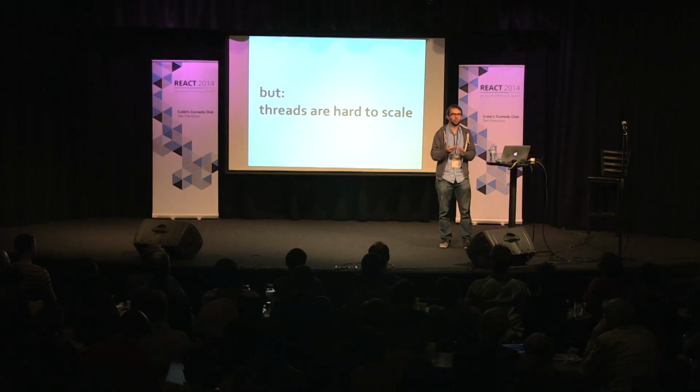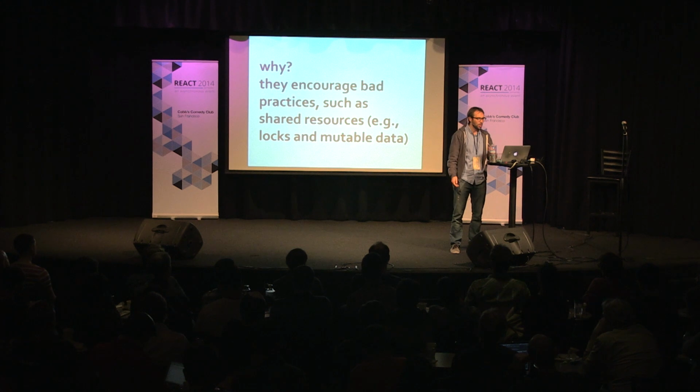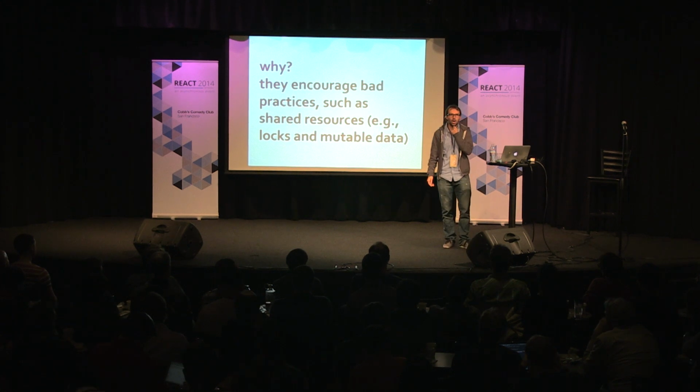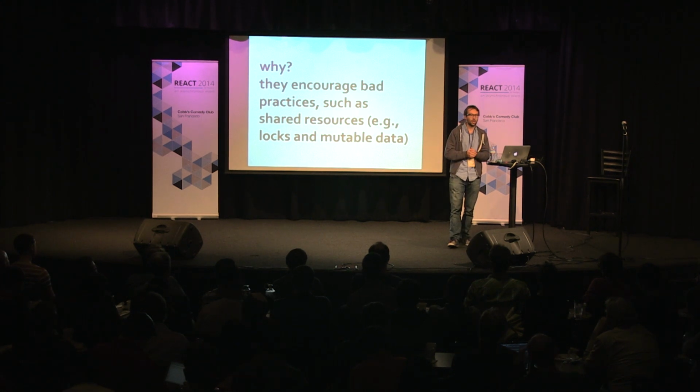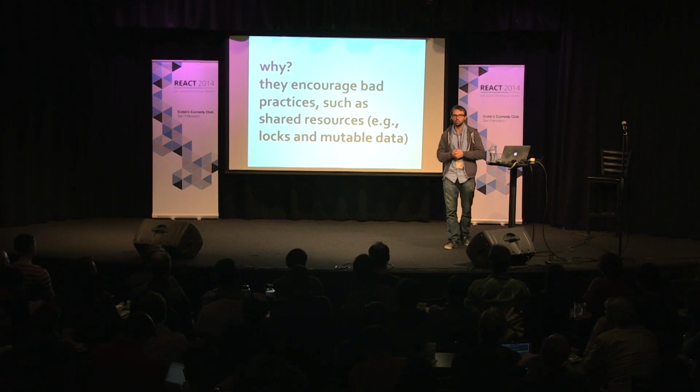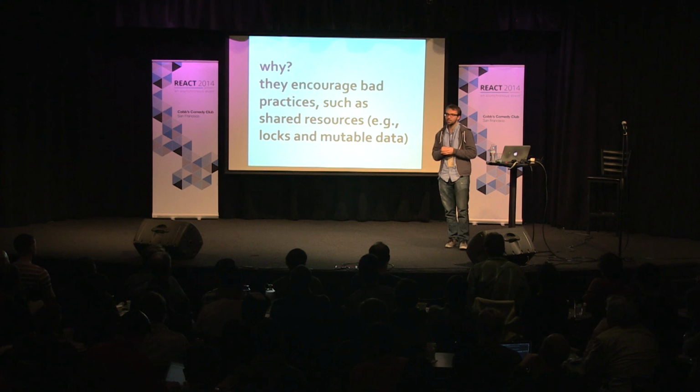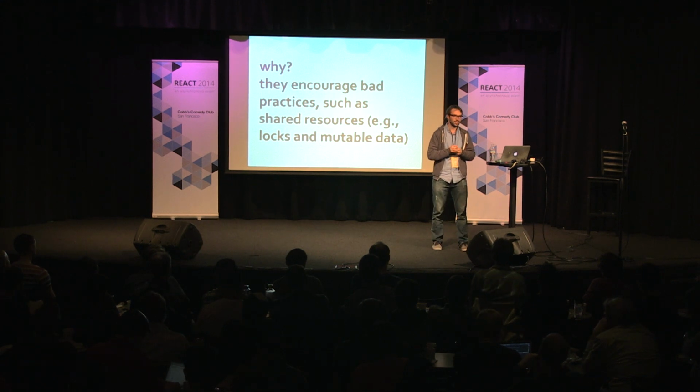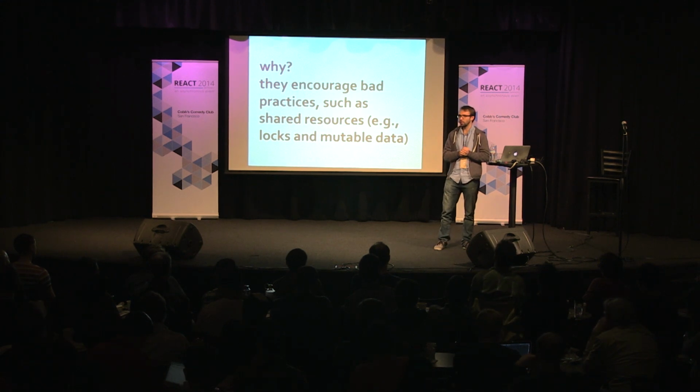But threads are hard to scale. That's getting back to this whole thing. Threads are hard to scale. So why are threads actually hard to scale? Threads are hard to scale because they encourage us, as programmers, to write software with bad practices. For example, to use things like shared resources, to use things like locks, to use things like mutable data.